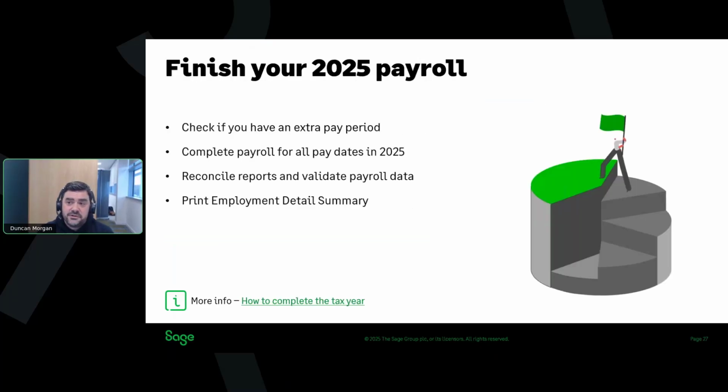So just before I hand back to Sarah, quick recap of the steps to finish your 2025 payroll. Number 1, we checked if we had an extra pay period. So that's for weekly, fortnightly or 4 weekly payrolls, and only occurs this year if your pay date lands on Wednesday, 31st of December. We've completed payroll for all our pay dates in 2025, and we included some small benefit items in one of those periods so we could submit it under ERR. We've then reconciled our reports, we've ran validate payroll data, and we've finished by printing the employment detail summary. And you can read about these steps and get the step-by-step instructions following the link on the slide.